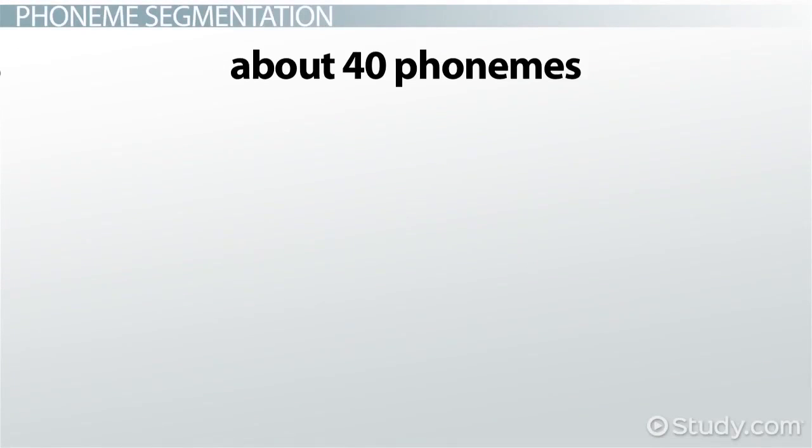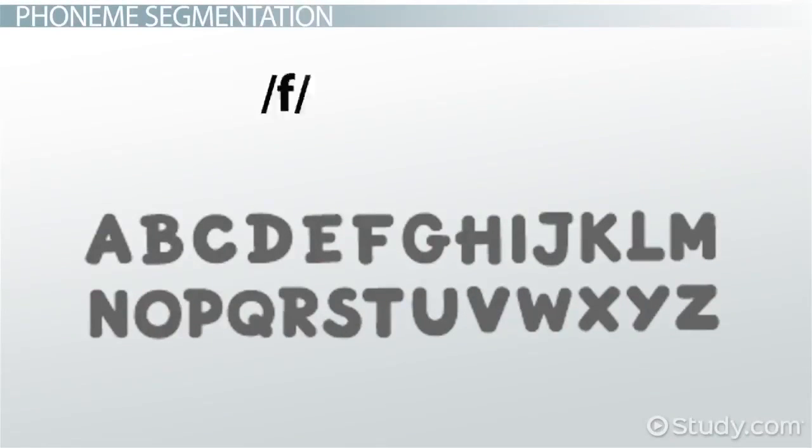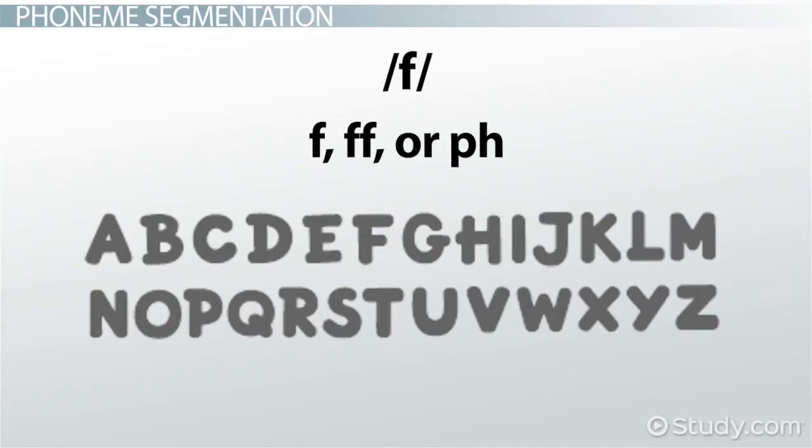There are about 40 phonemes or sound units in English, thanks to the many ways that the 26 letters of the alphabet can be used and arranged. For instance, the phoneme or sound F can be spelled using the letters F, FF, or PH.